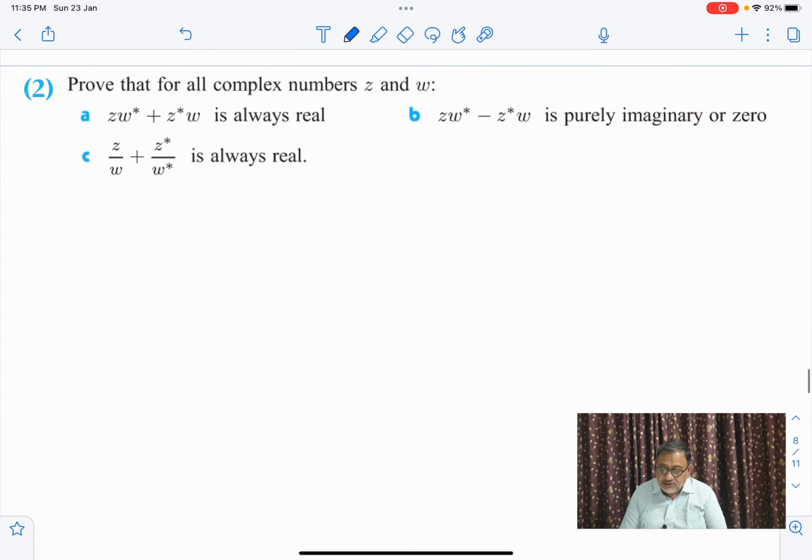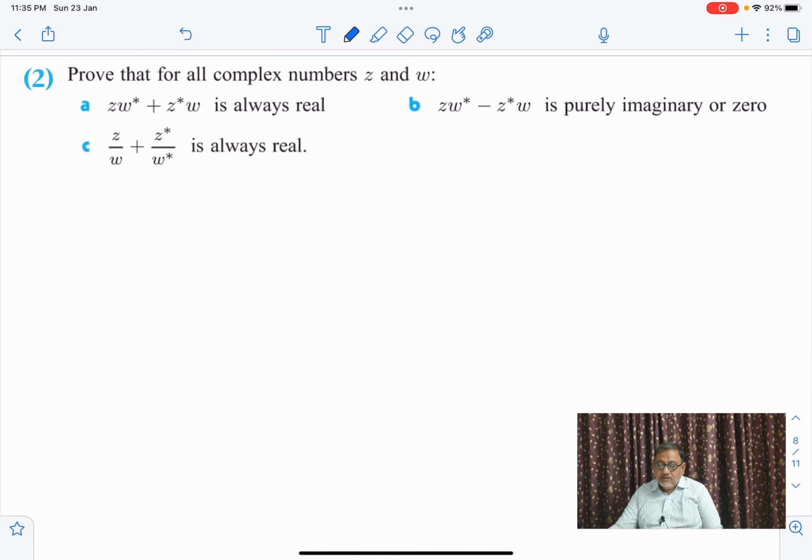Now the next question says, prove that for all complex numbers z and w, z into w conjugate plus z conjugate into w is always real, that we have to show.